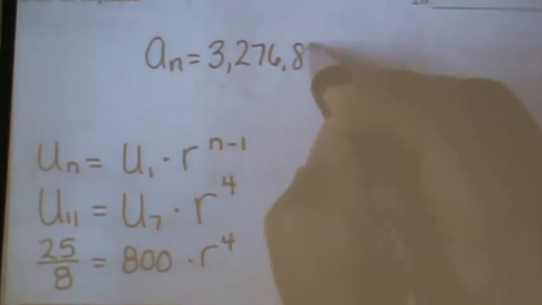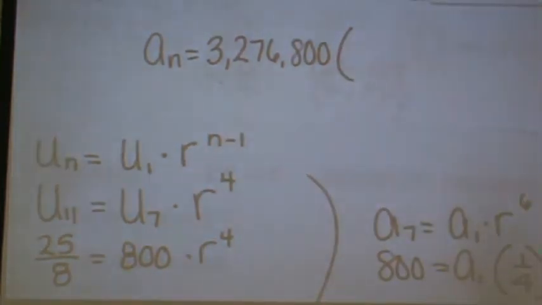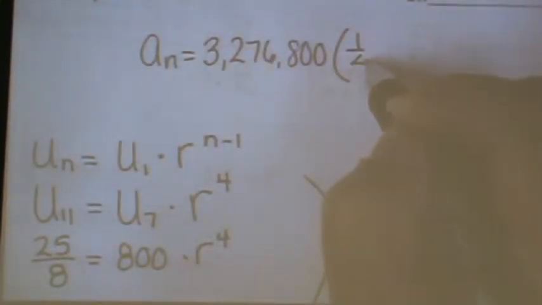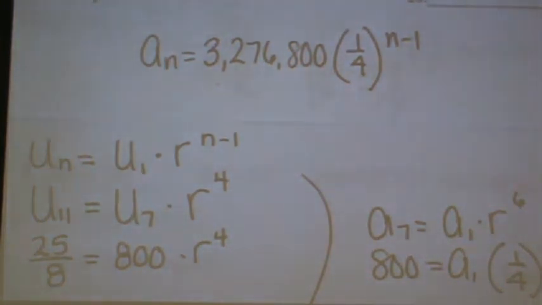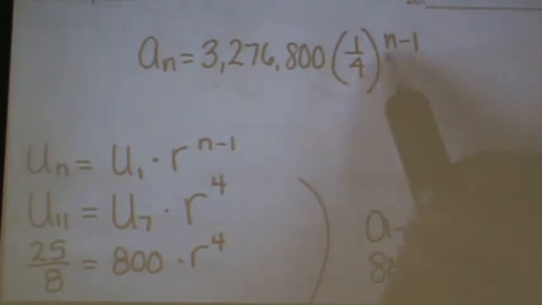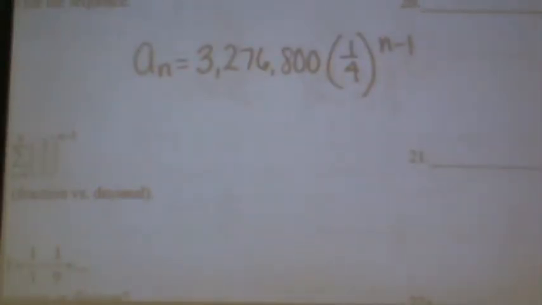So what is the answer to this problem? It's crazy. It goes like this. AN is, you need that first term, which is 3,276,800 times the R value, 1/4, and then to the n minus 1, yep. So now, if you're trying to find like the 5th term, 6th term, whatever, you put that number in there and that'll help you find any term.